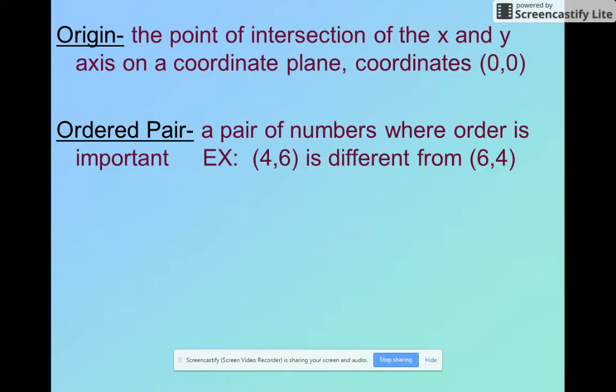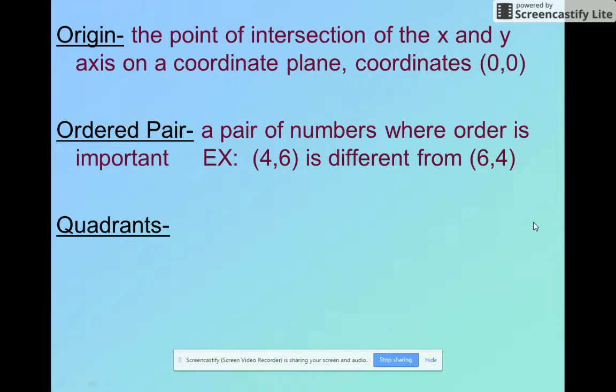When we are finding the location of a point, we always have ordered pairs, and ordered pairs are a pair of numbers, and the order is very important. And one thing that we have to remember is that 4, 6 is a different ordered pair than 6, 4.